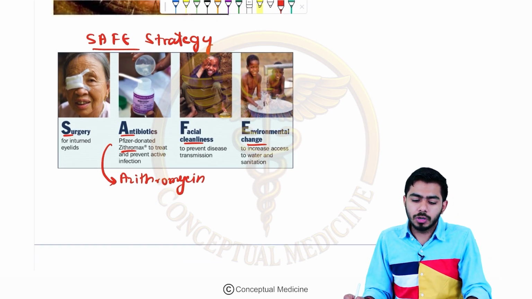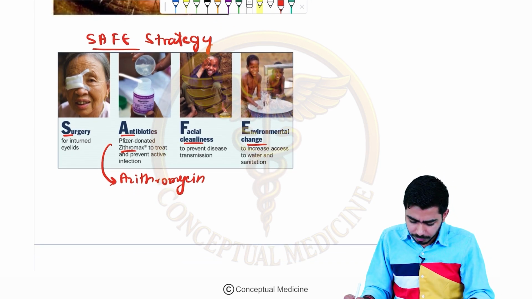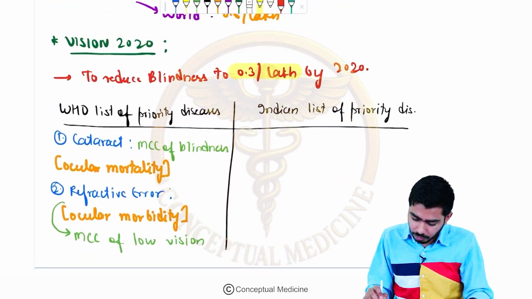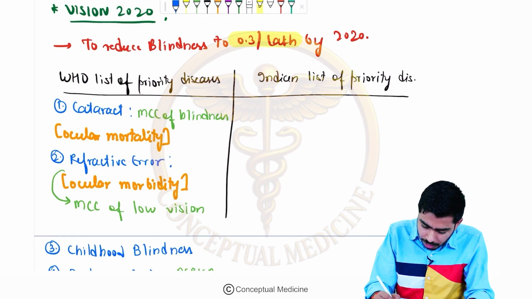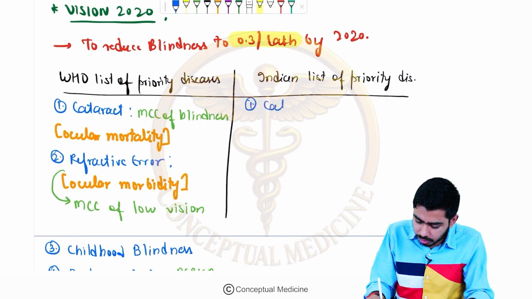Now we shall be talking about Vision 2020. But before that, I forgot about the Indian list of priority diseases. So here in the Indian list we have some diseases. Some of them are the same only, like cataract.